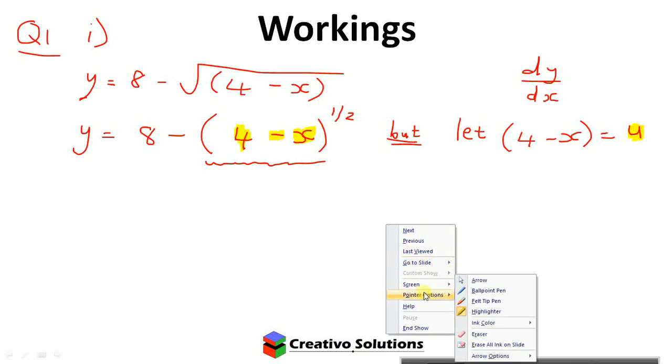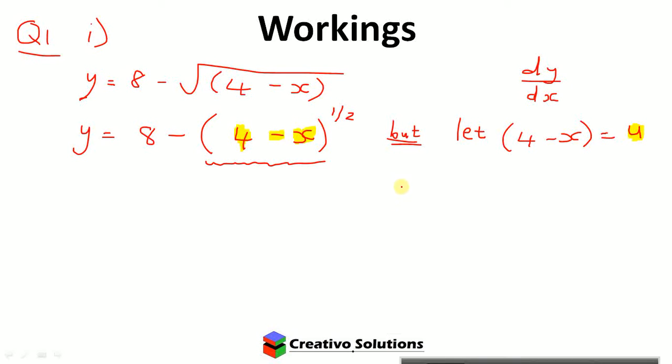I can then derive a function for that. So then I would have y equals 8 minus u to the half. Now if I'm looking for a derivative, they call this the chain rule.